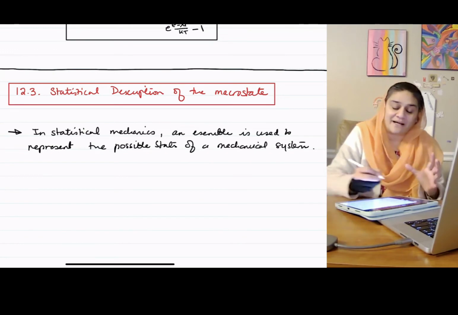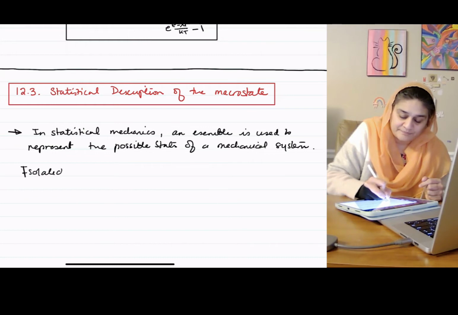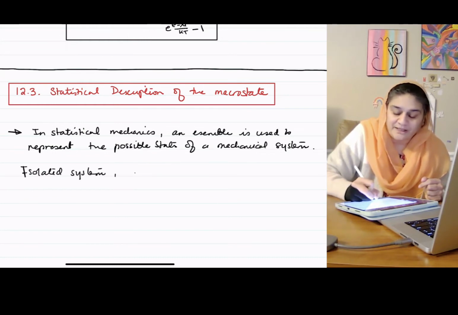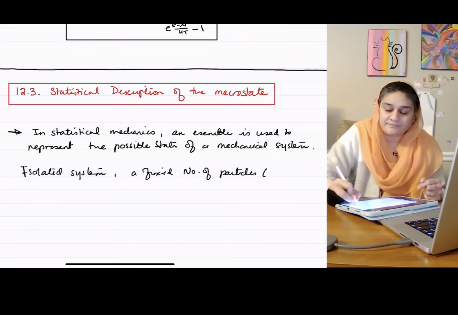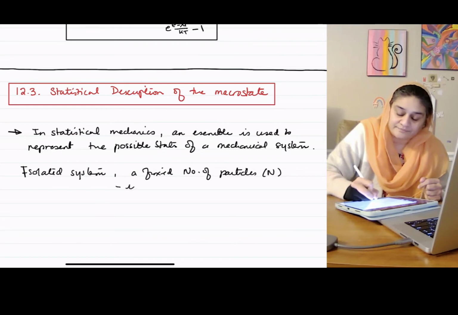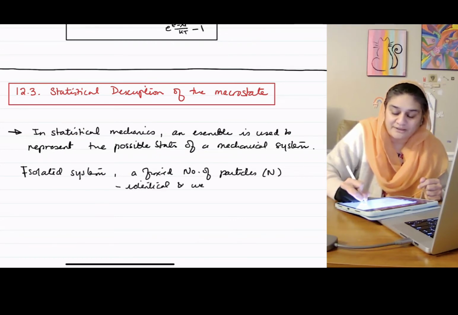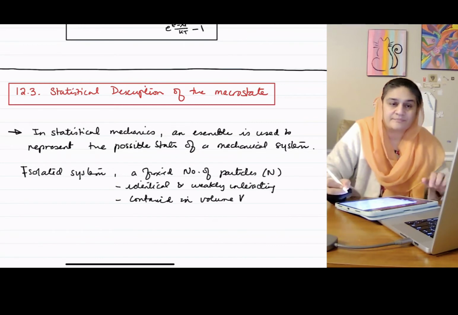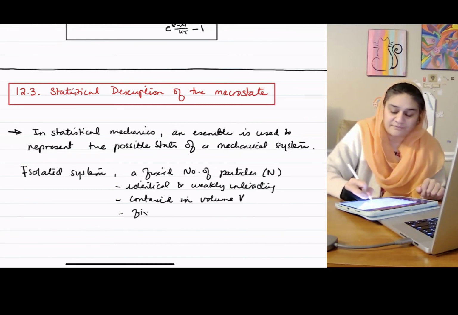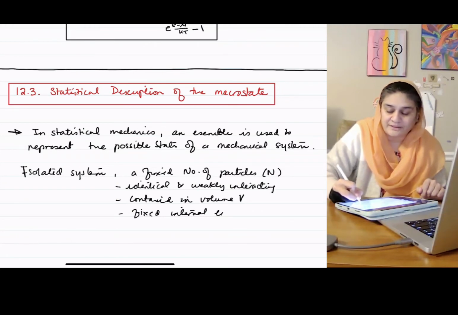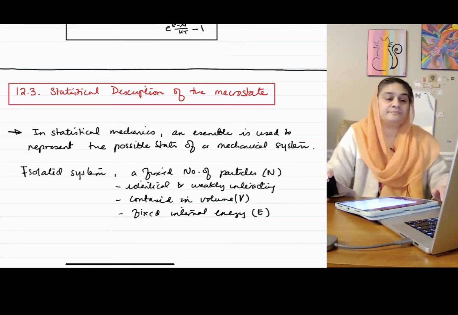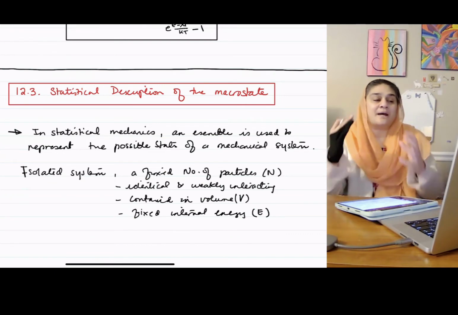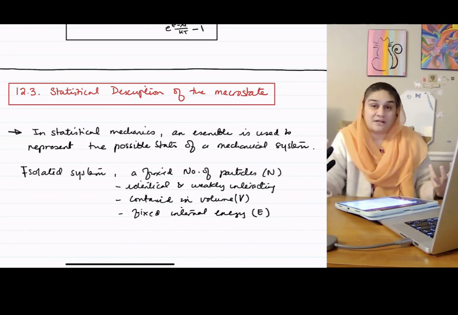Now, suppose we have an isolated system with a fixed number of particles N that are identical and weakly interacting, and they are contained in volume V, and they have a fixed energy, internal energy, E. So what are the steps that I need to define in order to define the macrostate of this system?